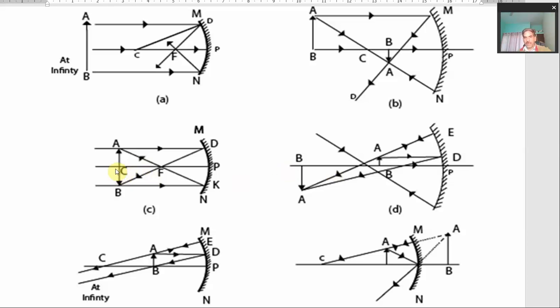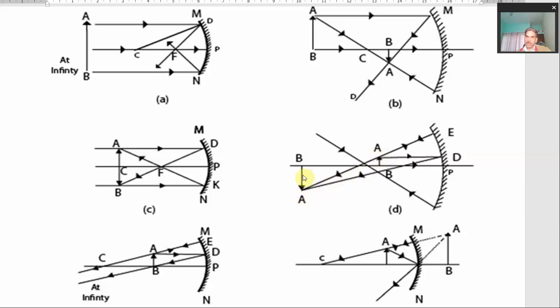Next case is that whenever the object is brought even closer and it is placed anywhere between C and F, just like this. So this is C here and this is F here. So whenever the object lies anywhere between C and F, to find its image, from the topmost point of the object we draw two light rays, right? Which after reflection meet at point A. This is to be taken as A dash. So A dash is the image of point A.